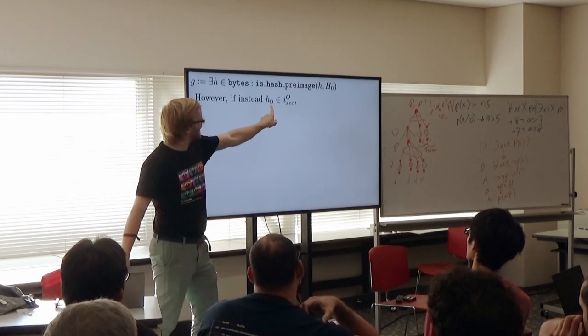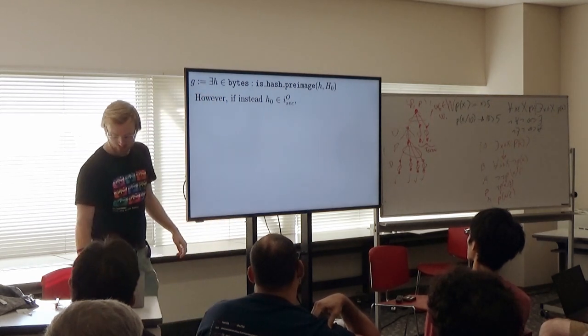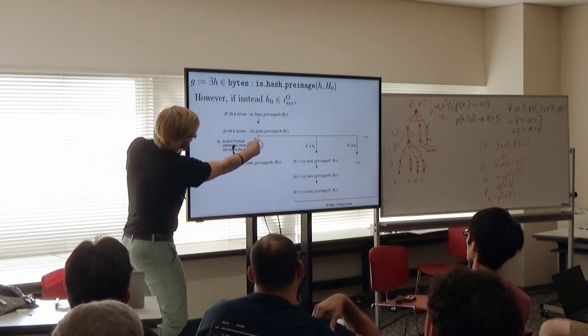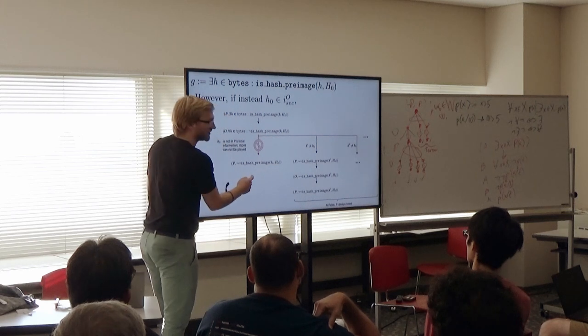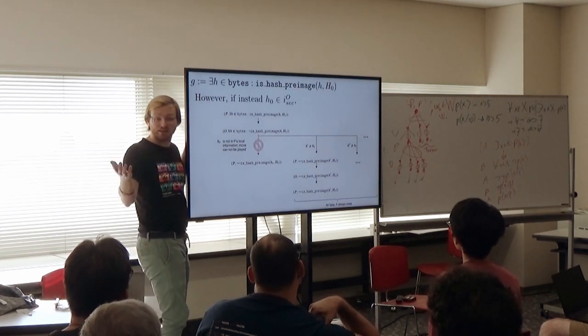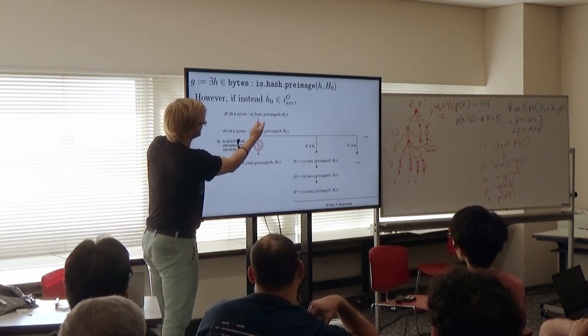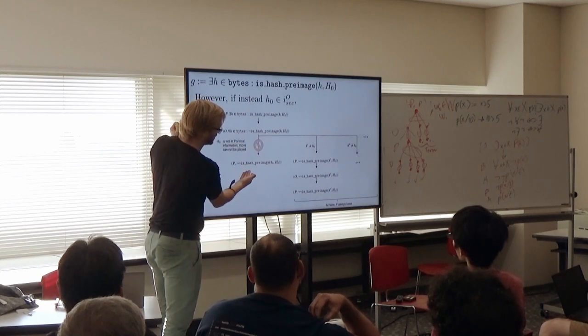However, if instead h_0 is secret, right, secret to the opponent, then this will not be true, because this step, which we previously had, is not computable, therefore it's not possible. Maybe allowed is the wrong word, but it's not possible. Because h_0 is not in the public set of information, so it cannot be played.